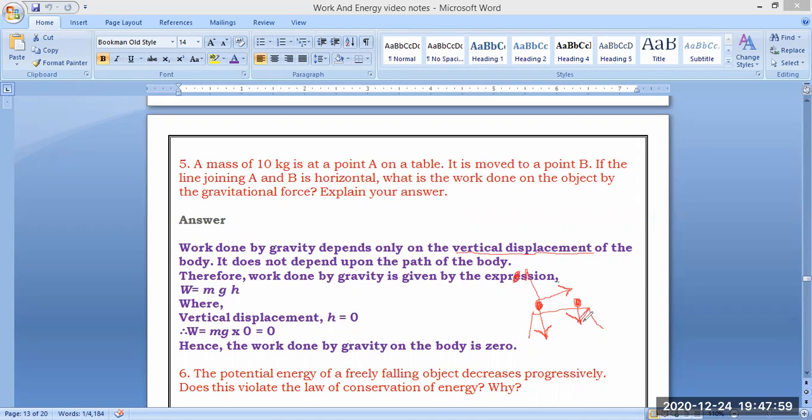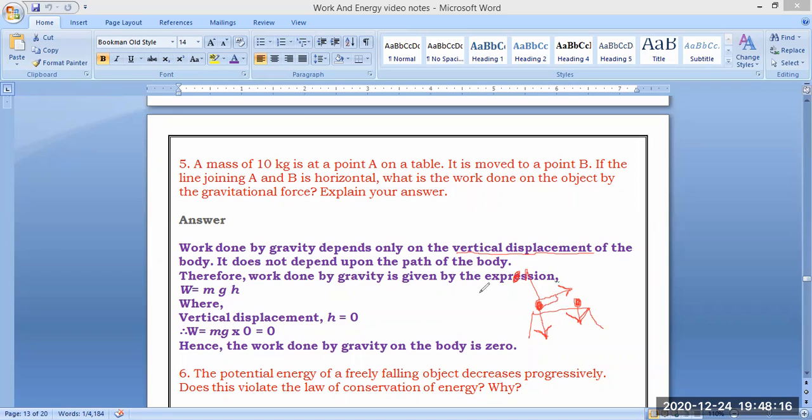towards the earth, and they are perpendicular. So when the force of attraction and the movement of the object are perpendicular, we say work is zero. So let us take the calculation part.